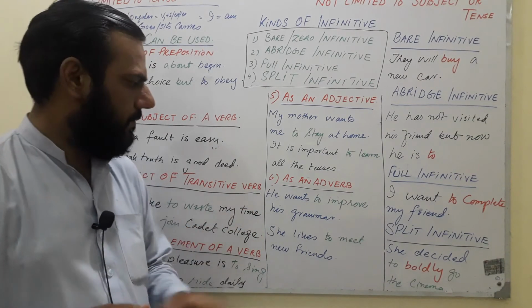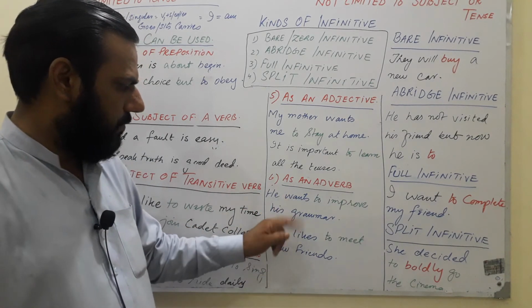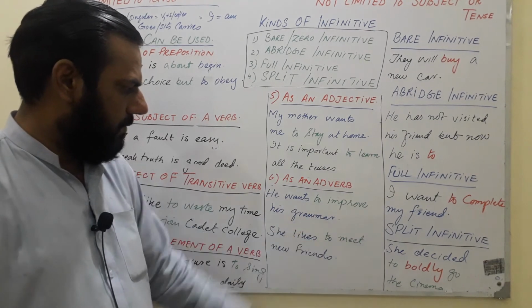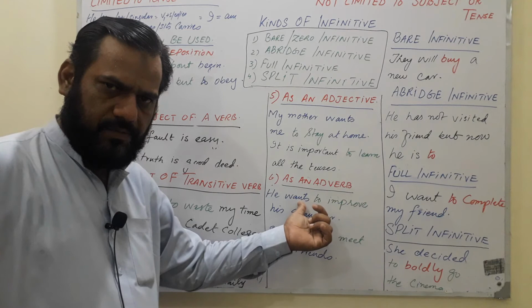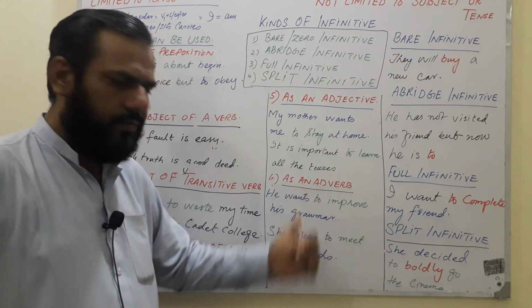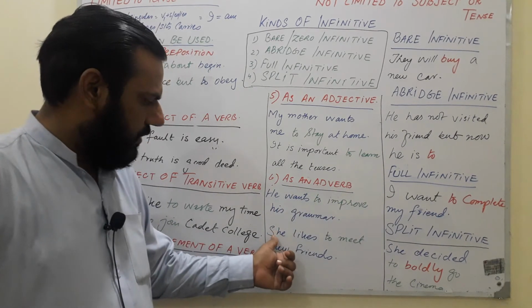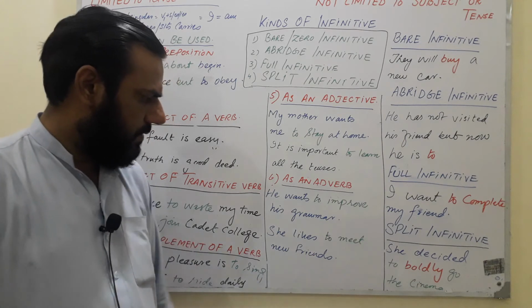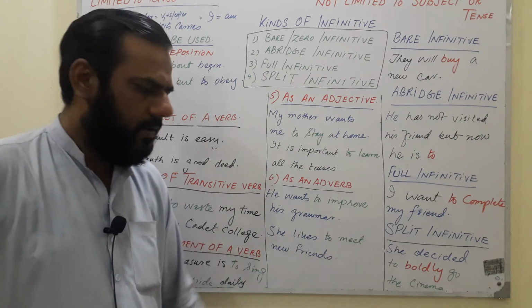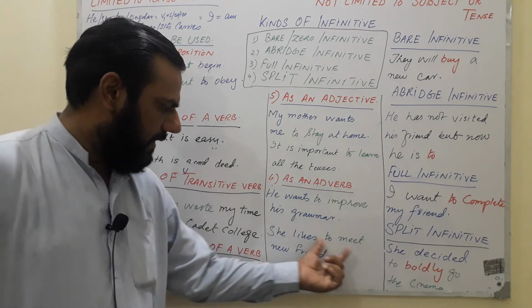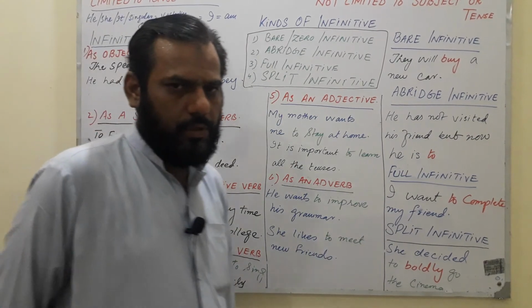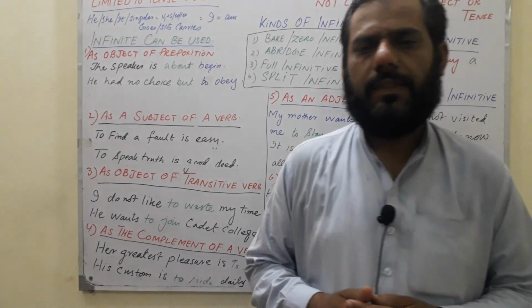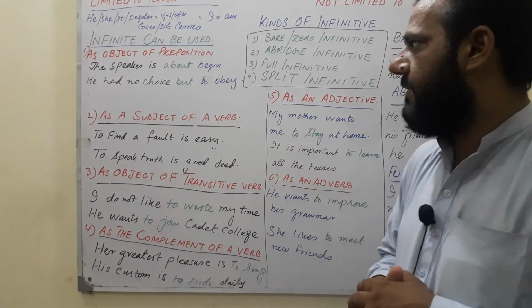Sixth, as an adverb. He wants to improve his grammar. "To improve" is an infinitive. It tells us about the verb "wants", so this is a kind of adverb. And, she likes to meet new friends. "To meet" is an infinitive, which tells us about the verb "likes"; it modifies the verb.